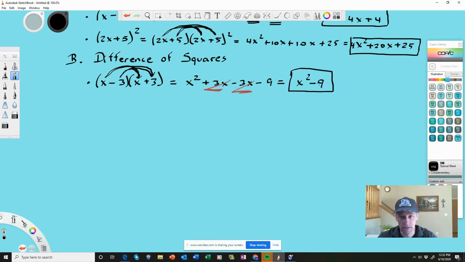This x squared minus 9 is called a difference of squares. Here's why. It's pretty simple. It's a difference because there's a minus, and it's squares because 9 is actually 3 squared, and x, it's obviously x squared. So x squared minus 3 squared. That's why it's a difference of squares.